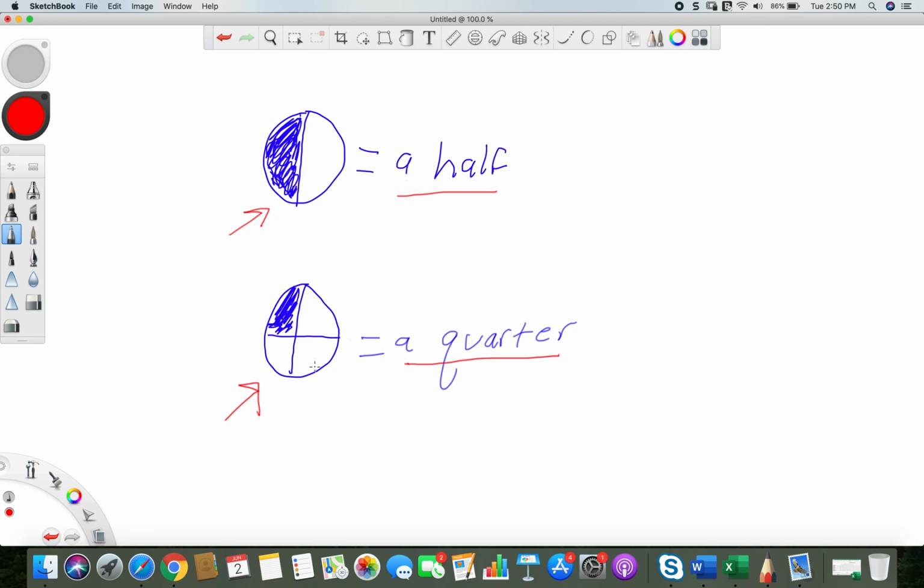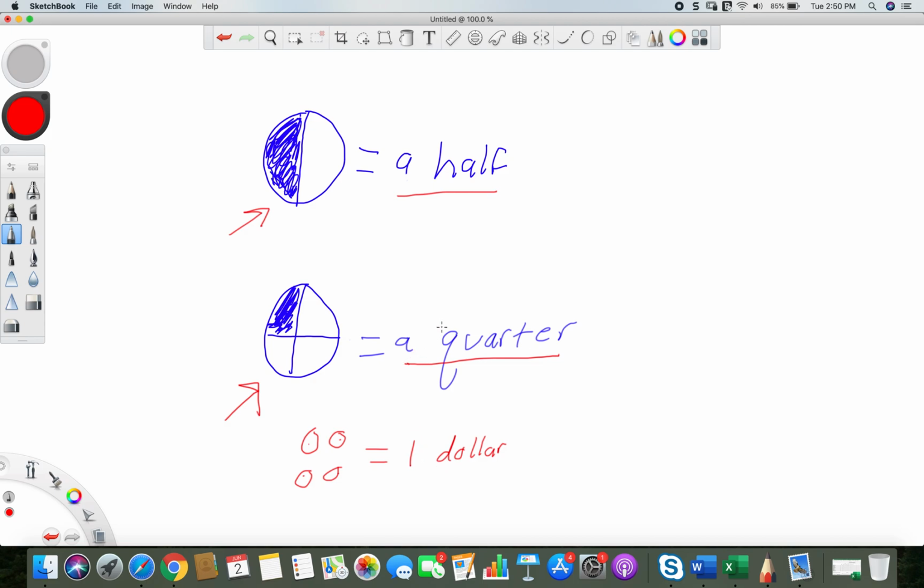And if you know your coins, to help you remember, you could always remember that it takes 4 quarters, right? Equals $1. So if these are quarters here, 1, 2, 3, 4, you need 4 quarters to equal $1.